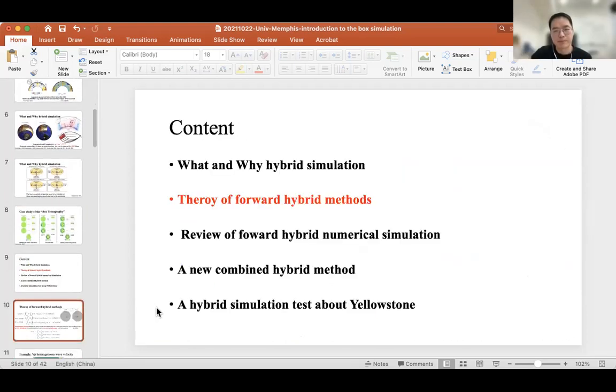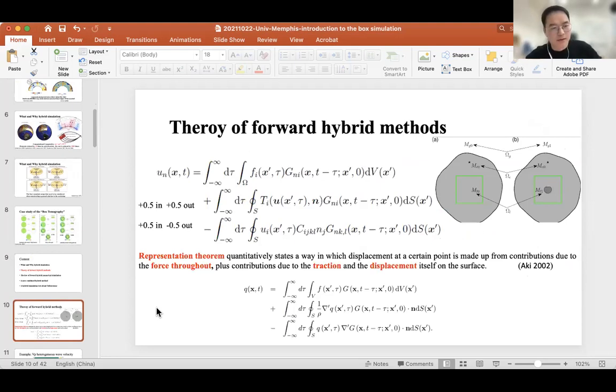To be honest, it's a little bit hard to express very clearly. But one interesting way is to start from the representation theorem directly. For example, when we do the global simulation, we use the information from the source directly. When we do the forward simulation, we only need the information for the source, because the surface is free. That means the traction is zero, and the traction from the Green function is also zero. These two terms are both zero. So we only need the body force inside the Earth to do the global simulation.